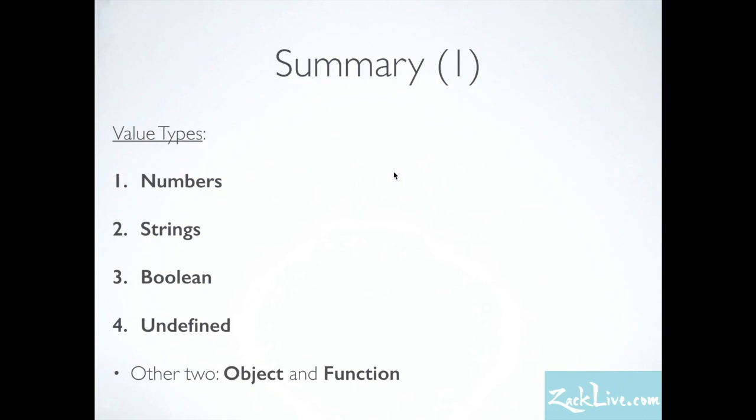That's it, the first chapter of Eloquent JavaScript. It focused on 4 basic value types, which are numbers, strings, Boolean, and undefined. The other two we haven't talked about are object and function. There will be chapters for them separately in the future.